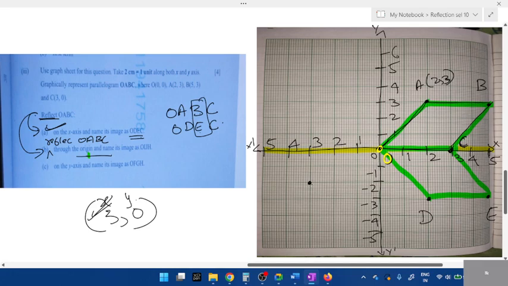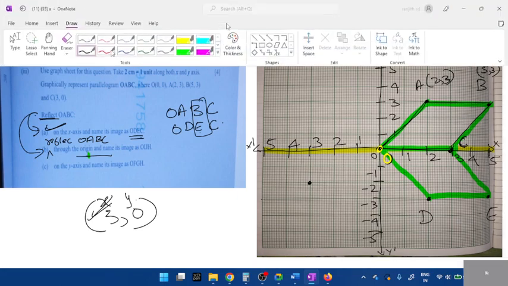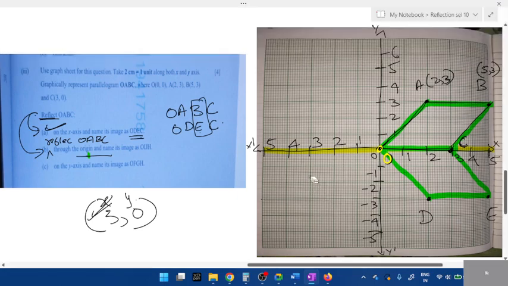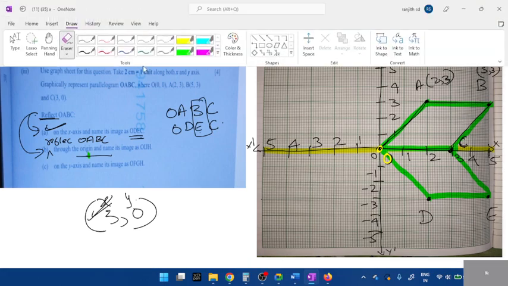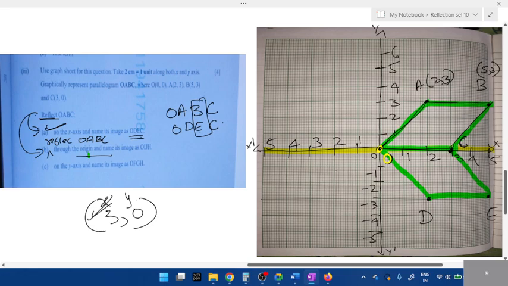And what about B, students? How much is B in actual value? What is B? 5, 3. It becomes minus 5, minus 3. All of you respond. Minus 5, minus 3. How did I plot? Okay, like this one, right? And what's the name you have to give?